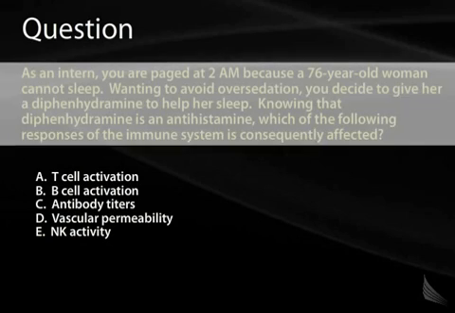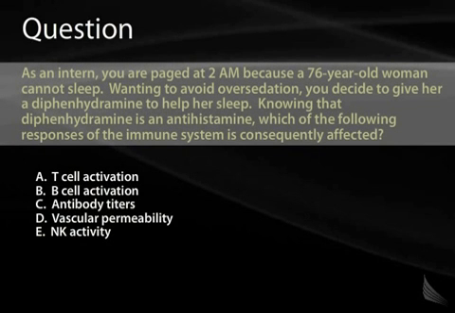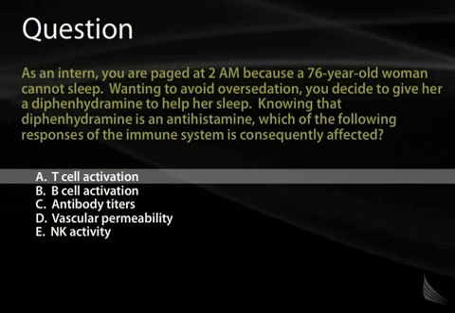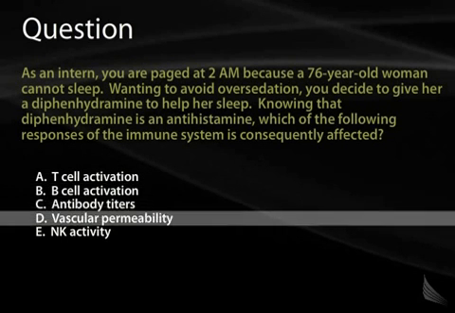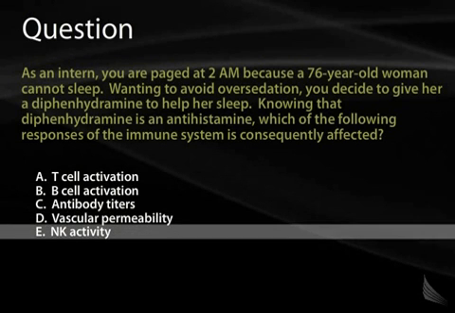Another question. As an intern, you are paged at 2 a.m. because a 76-year-old woman cannot sleep. Wanting to avoid over-sedation, you decide to give her a diphenhydramine to help her sleep. Knowing that diphenhydramine is an antihistamine, which of the following responses of the immune system is consequently affected? Is it A. T-cell activation, B. B-cell activation, C. Antibody titers, D. Vascular permeability, or E. NK cell activity?